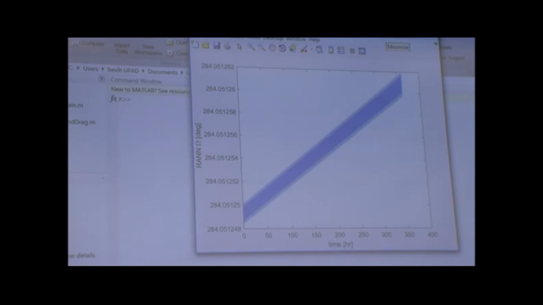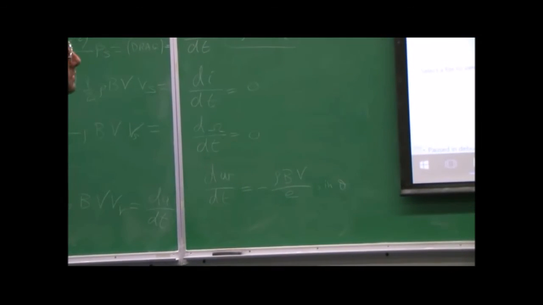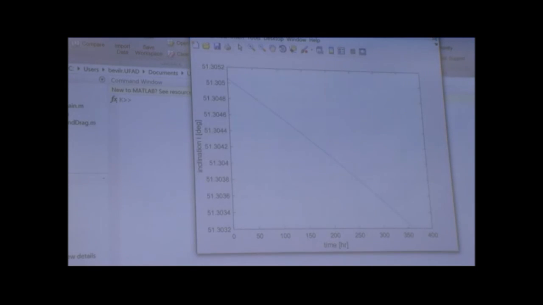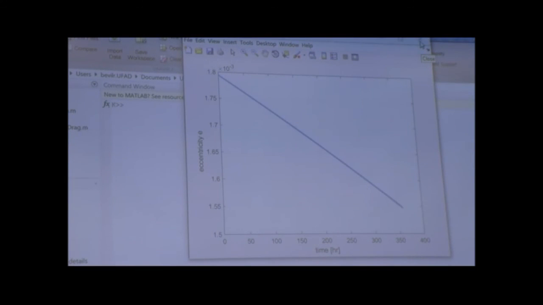This is the RAAN. I think it makes sense. I don't know how much is changing. That's numerical noise, right? The third digit is still the same everywhere. So it's basically not changing. Inclination, I hope it's not changing either. It isn't. The third digit is more or less the same. It's numerical noise. You can probably make MATLAB run a little slower and have more accuracy and see that even more. And that's your eccentricity that is going down.